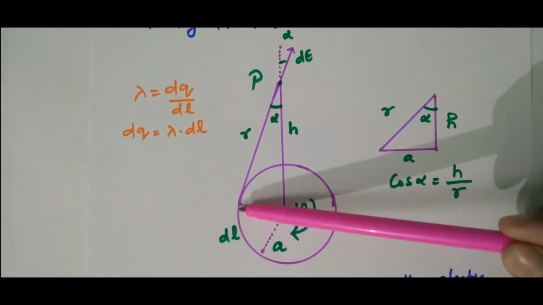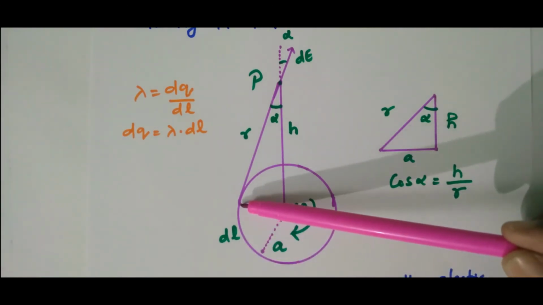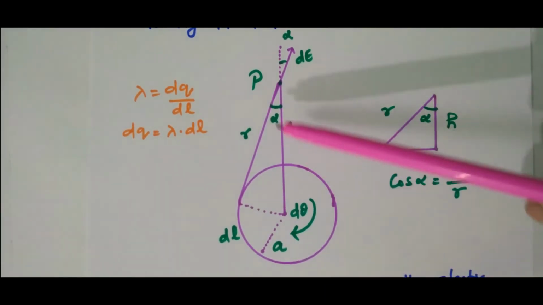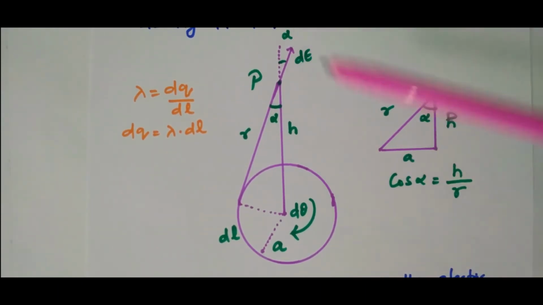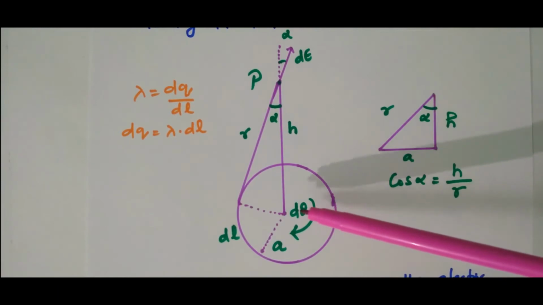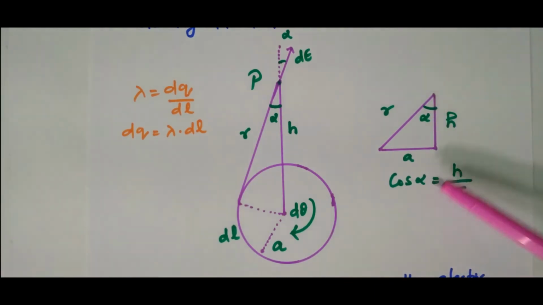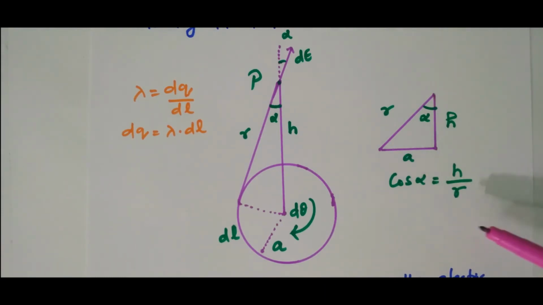Here we consider one small segment dl. L is the length, dl means small length. The distance between this segment and point P is r meter. This angle will be alpha, and similarly this angle is also alpha. This triangle is drawn separately here, with an angle alpha. From that, cos alpha means adjacent side by hypotenuse, h by r. During the calculation, we can use cos alpha equal to h by r.